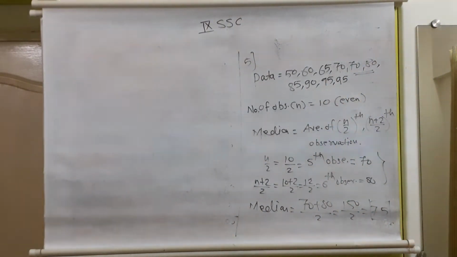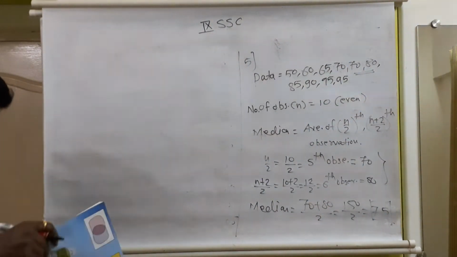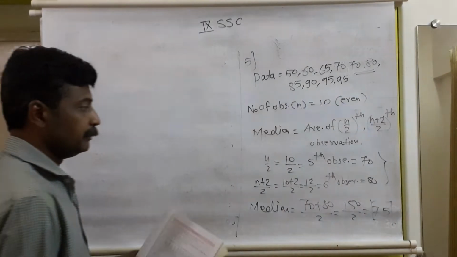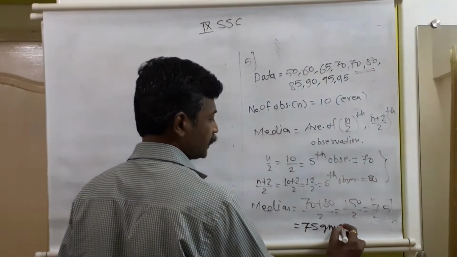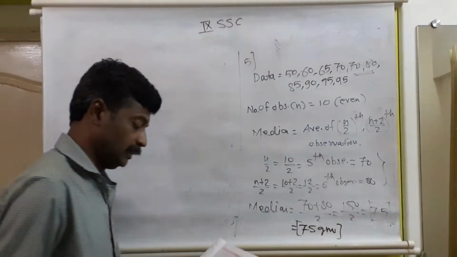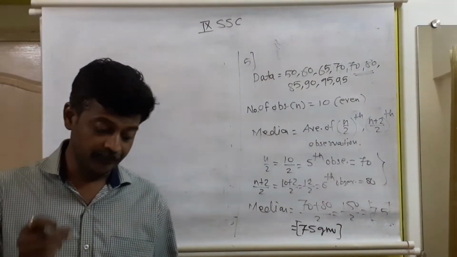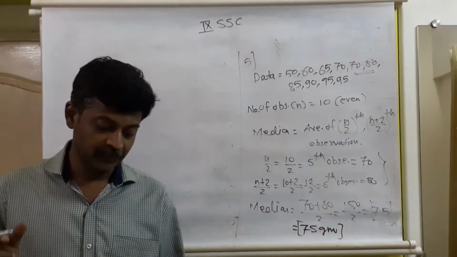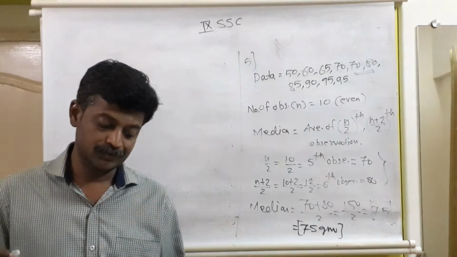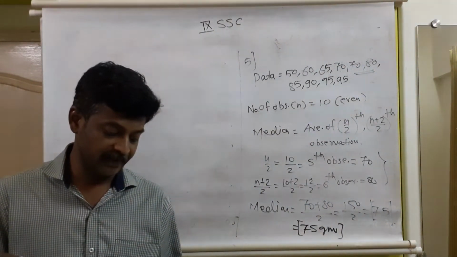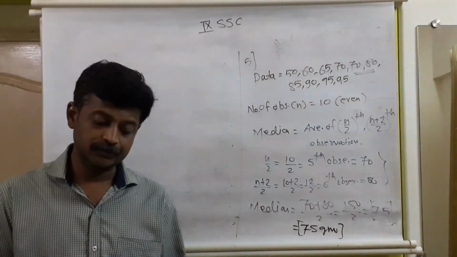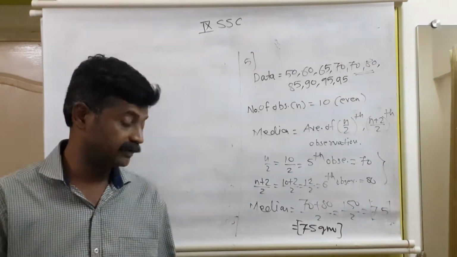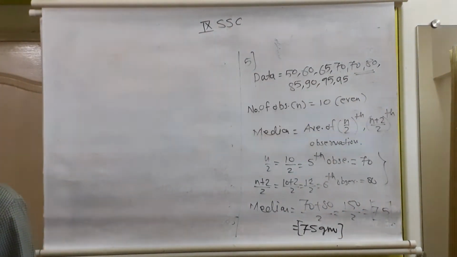You can write it finally in the form of a sentence. Find the median of the weights of tomatoes. The median of the weights of tomatoes will be equal to 75 gram. This should be the final answer, because the information was in the form of grams. It is the weight of tomatoes, so it should be in grams, as it is mentioned in the question also, the weight of each of these tomatoes in grams. 75 gram will be the solution for question number 5.